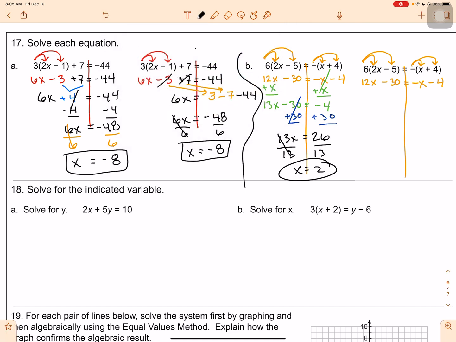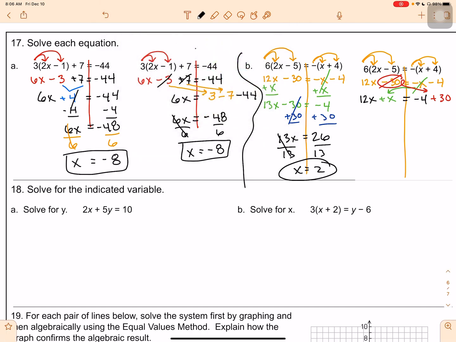So I'm going to just say I want all of the x's to come over here. So that one will stay. But this x is going to change to a plus x instead of a minus x. So to move it across the line, you must do the opposite. This one, I'm going to keep the -4 there. But for this -30, I'm going to move it over here. It needs to become a +30 if I move it across that line.